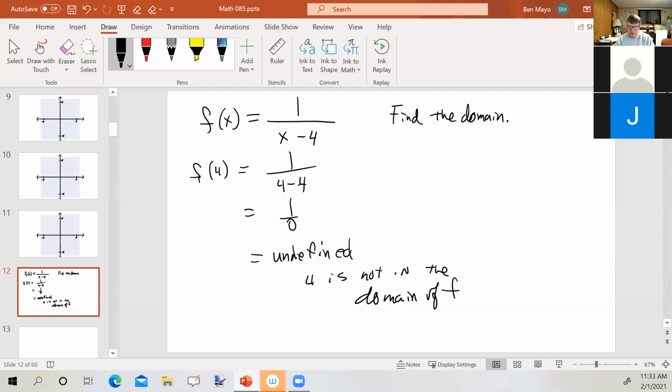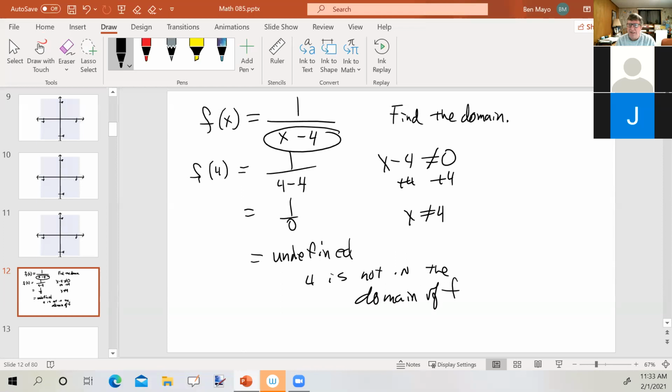Now, I just kind of did that by looking at it. Another way you could do it is you could say, well, I don't want the denominator to be 0. So I don't want that to happen. In other words, x minus 4 can't equal 0. Well, if I add 4 to both sides, I get x can't be 4. So there's my domain. My domain is x can't be 4, or it's all real numbers except 4.